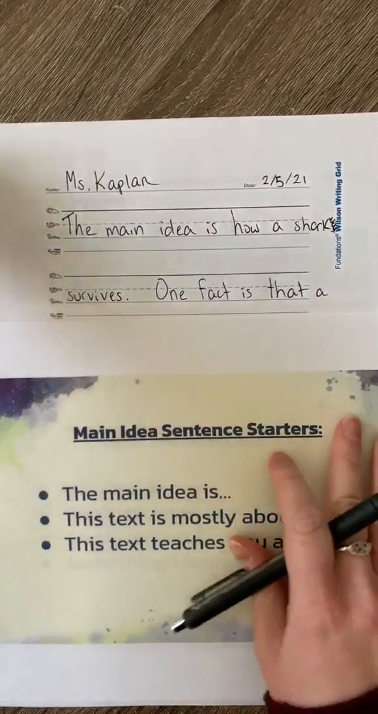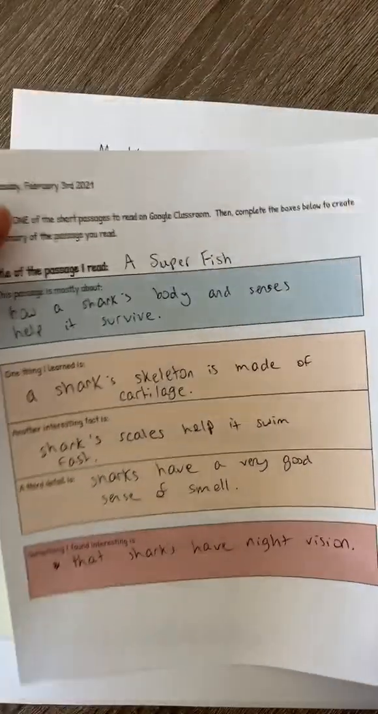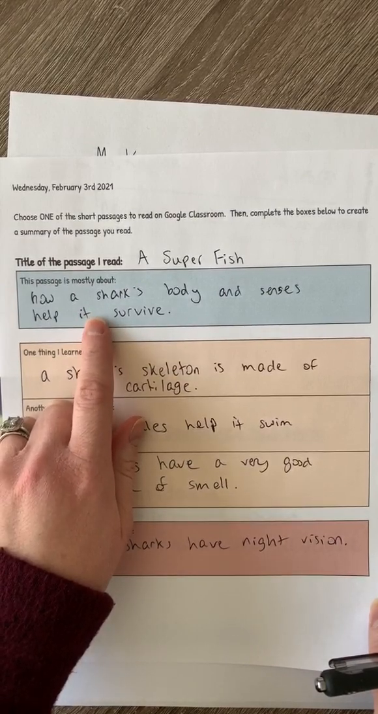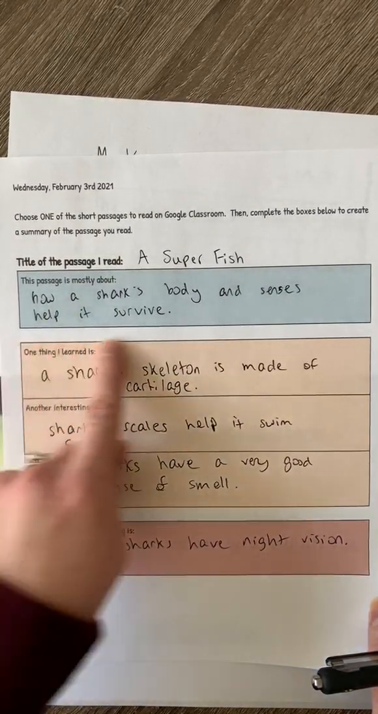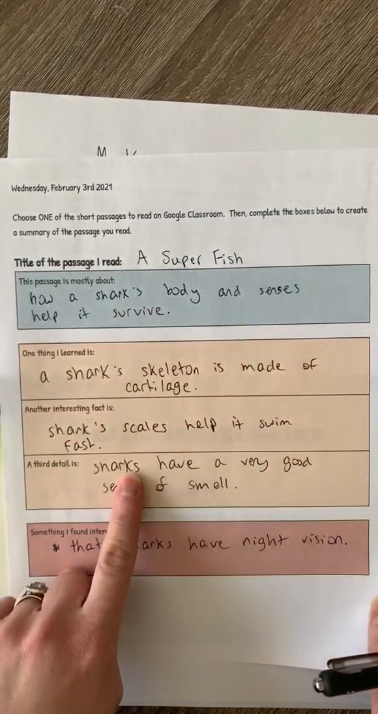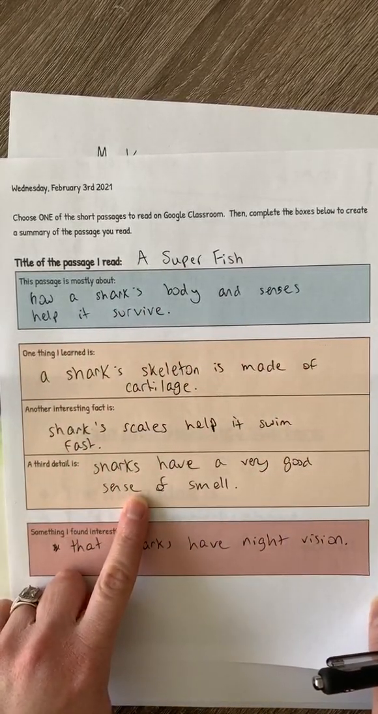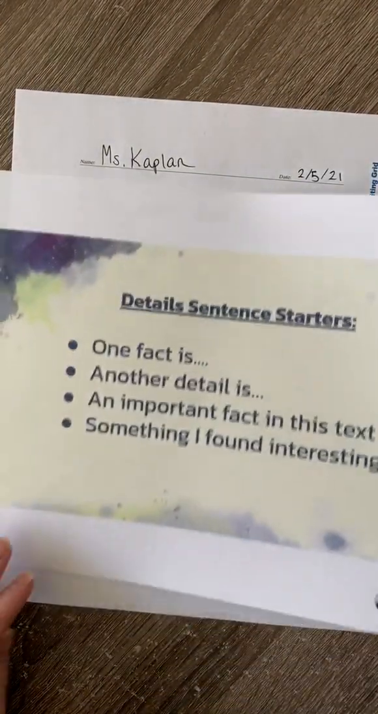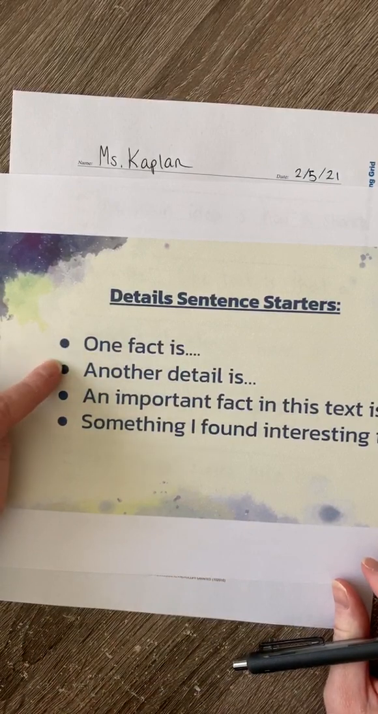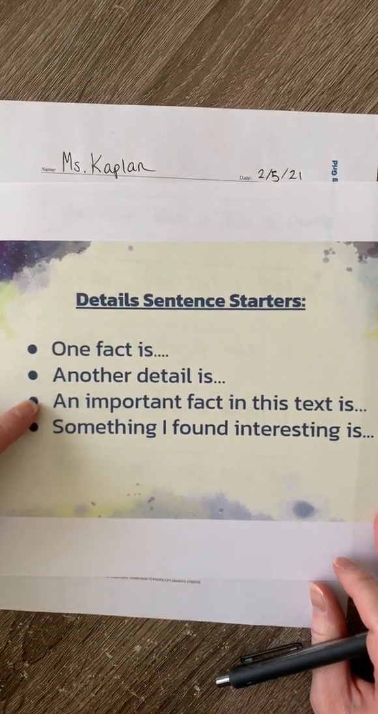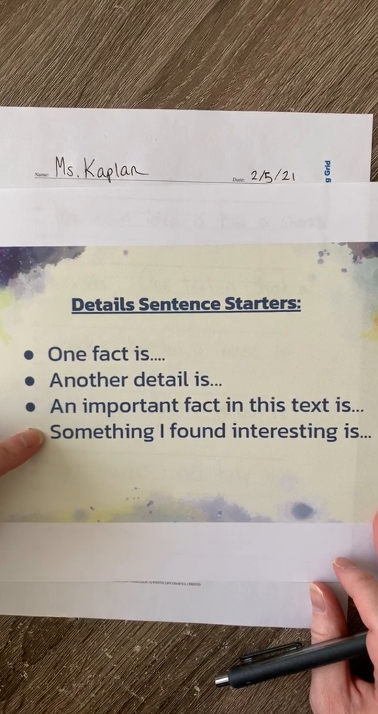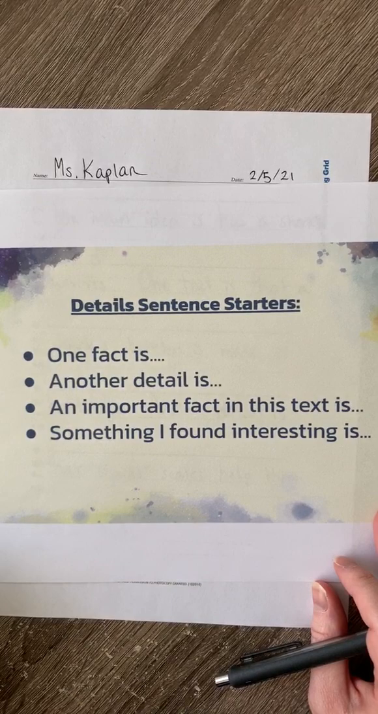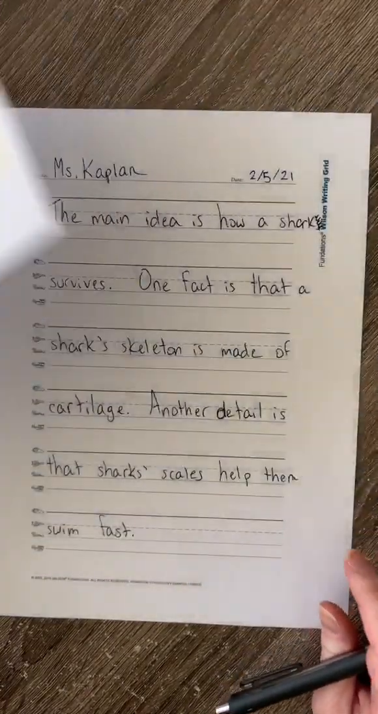I remember I wrote all about that here on this worksheet. So if I don't remember what the main idea is, I can go back to my notes and remind myself. Then I need to take my 3 supporting details and put those into sentences of my own also. You can do that with some sentence starters that sound like this. One fact is, another detail is, an important fact in this text is, or something I found interesting is. You can use any one of these or more to take those supporting details and add them to your summary.